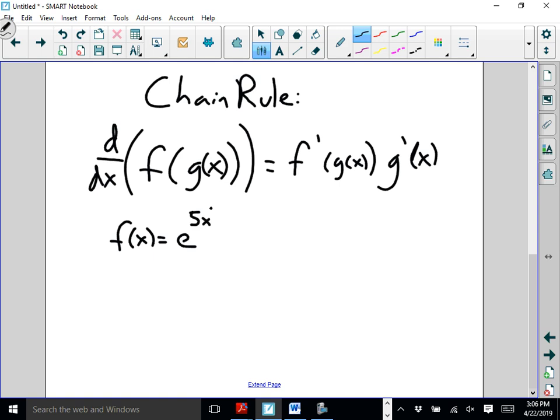If f is e to the 5x squared plus 2, f prime of x, the derivative of the outer function here is e. E is its own derivative. So we do the derivative of the outside, which is e, with respect to the inside, 5x squared plus 2. But now we need to multiply by the derivative of that inner function, which is 10x. That would usually be written as 10x e to the 5x squared plus 2.